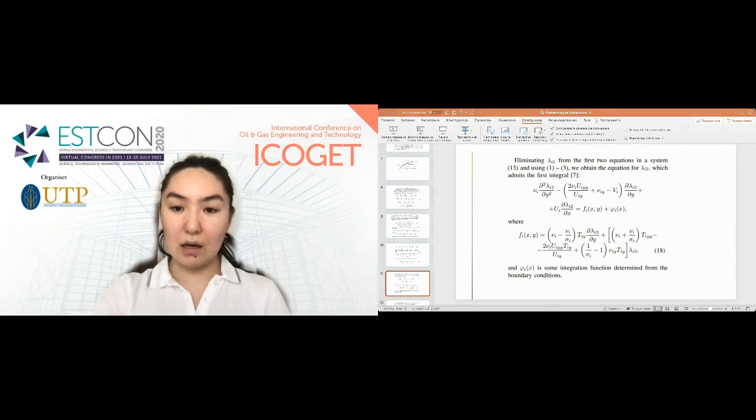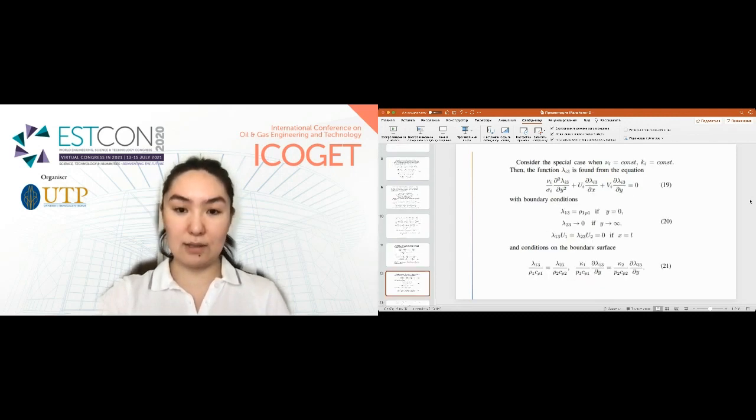Eliminating lambda I1 from the first two equations in system 13 and using formulas from 1 till 3, we obtain the equation for lambda I2, which admits the first integral, where lambda I3 is represented in the function phi from x and y, and phi I from x is some integration function determined from the boundary conditions.